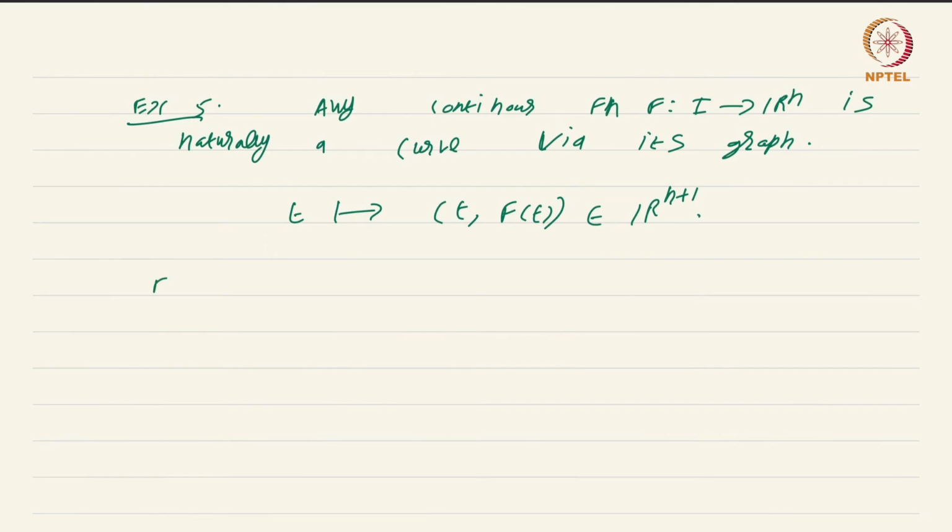Another example, this is a very famous curve called the twisted cubic. I recommend you use some program like Wolfram Alpha to draw this and see how it looks. This is the twisted cubic. This is the curve t going to t, t squared, t cubed.